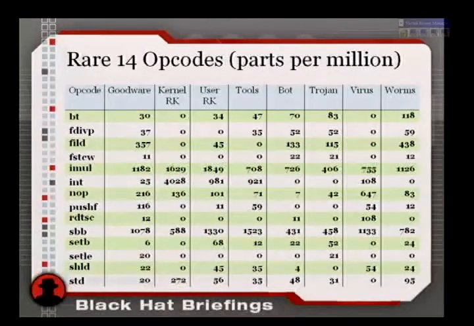Sampling the horse from the other end, let me look at the rarest opcodes. This is a sampling of the rare opcodes. They're so rare that I couldn't get them in percentages any more; I had to get them in parts per million. So out of 1 million opcodes, 37 will be FDivP, and 260 will be NOPs, and so on. This is all from my samples.